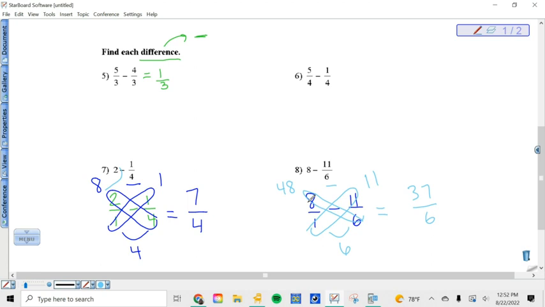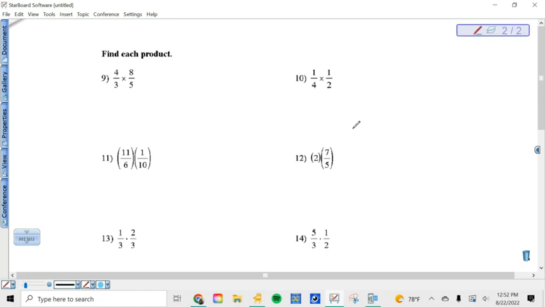Good. All right, let's flip over to the other side, please. Okay. I've got find each. What does that say? Product. What operator is product? Multiplication.